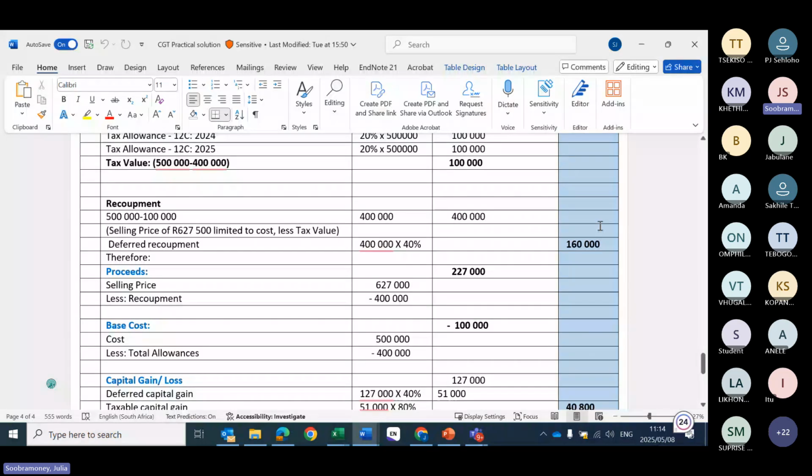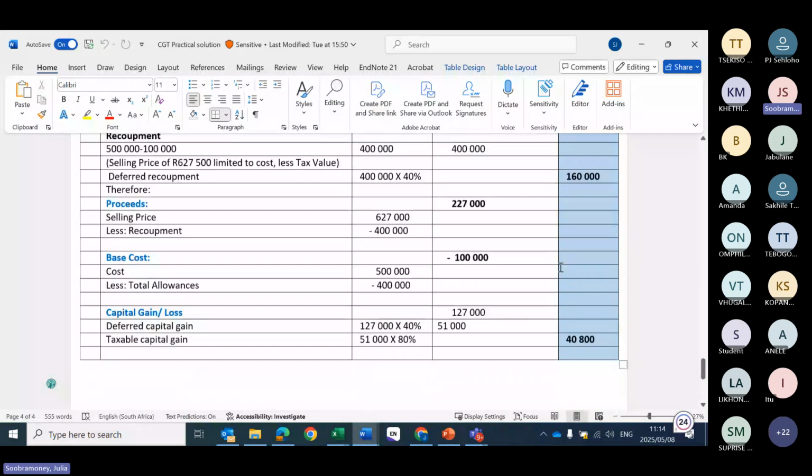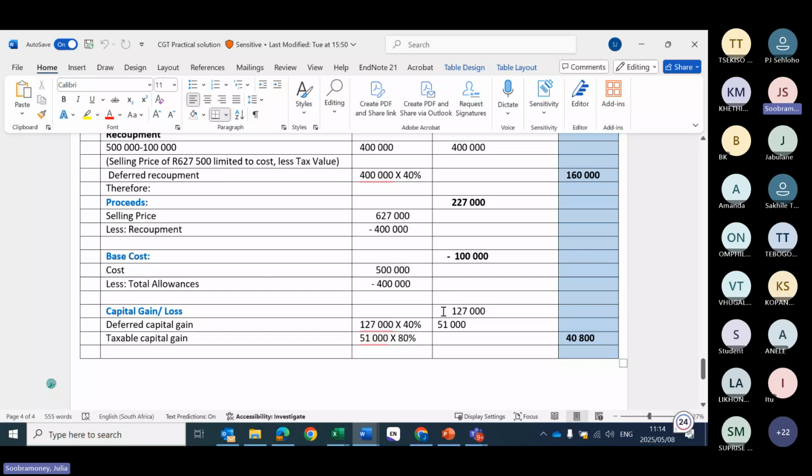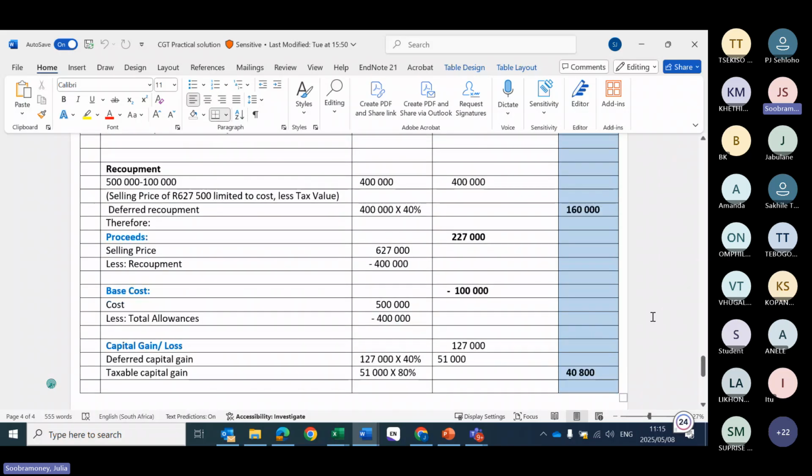What else is different? Is the deferred capital. So capital gain. My capital gain was 127. I'm only going to include 40%, which is 51,000. And out of the 51, only 80% is taxable. So 51 multiplied by 80% to give me 40,800. All right, so remember that. Also remember, in your proceeds calculation, your recoupment that you use here will always be your full recoupment, not the deferred one. Please take note of that.